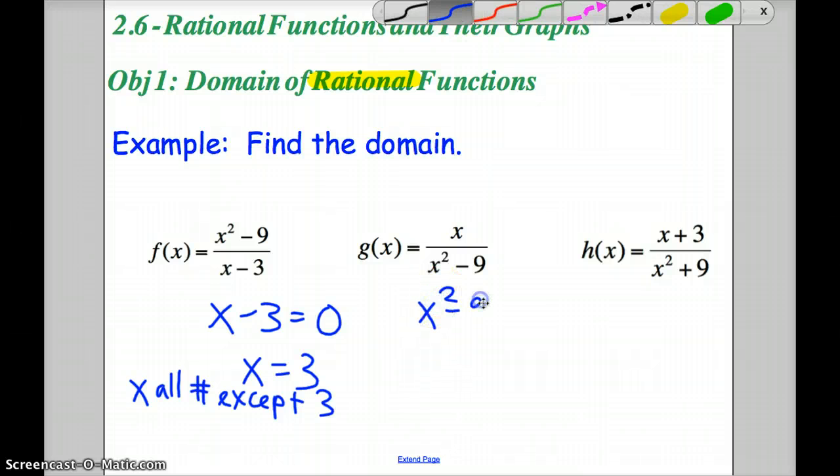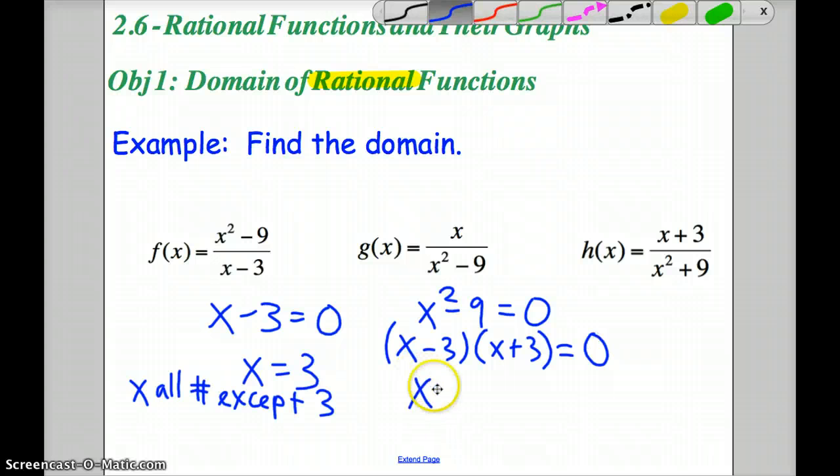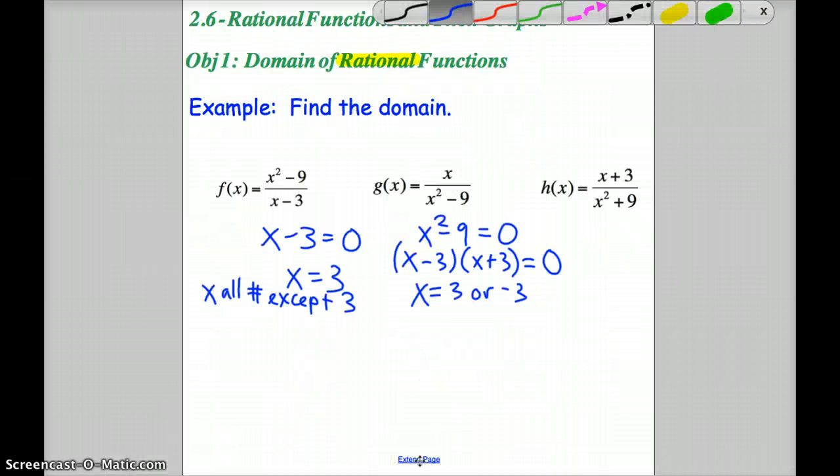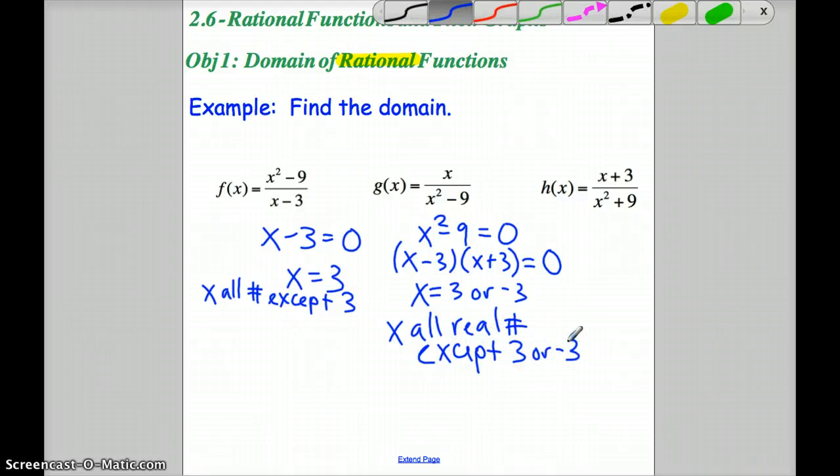So we see x squared minus 9. When is that 0? Well, we can solve this in two ways. We can factor the denominator, which is going to be the more common strategy. And we can ask the question, when is this 0? Well, that's 0 when x equals 3 or negative 3. So the restriction on the domain for g of x is all real numbers except 3 or negative 3. So that's our restriction on our domain.